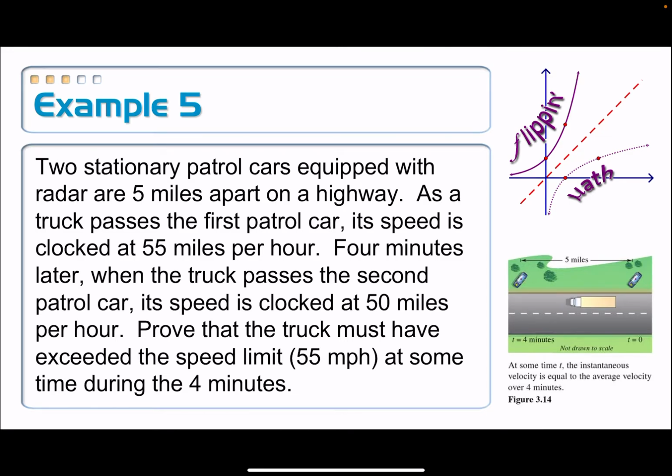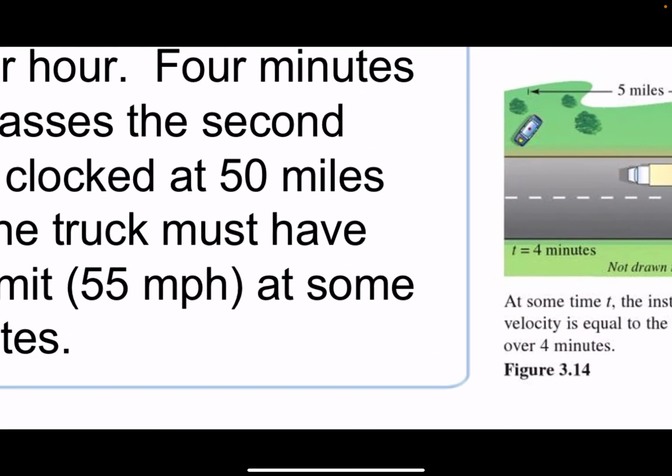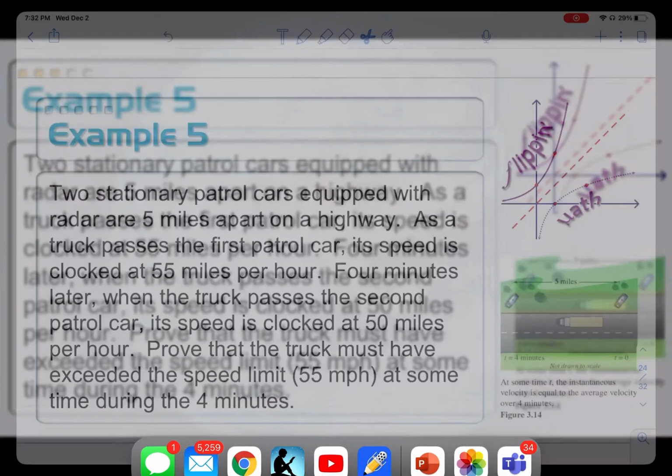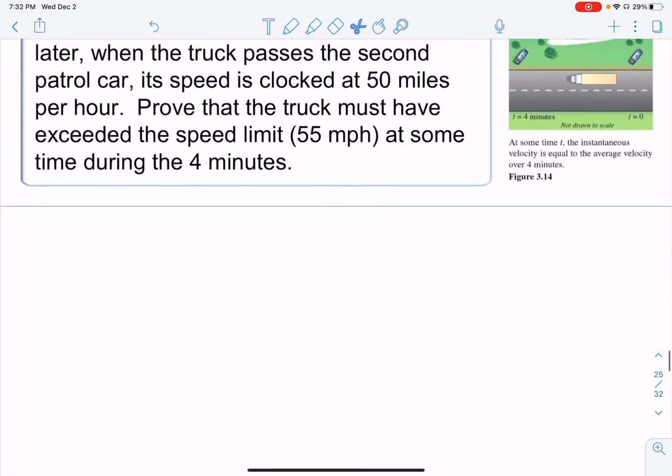Four minutes later, when the truck passes the second patrol car, it does the same thing, but it slows down even more. It's clocked at 50 miles per hour. Prove that the truck must have exceeded the speed limit, which is 55 miles per hour, at some time during the 4 minutes. Oh, hey, I just now noticed this. Notice that this is figure 3.14, approximately pi.